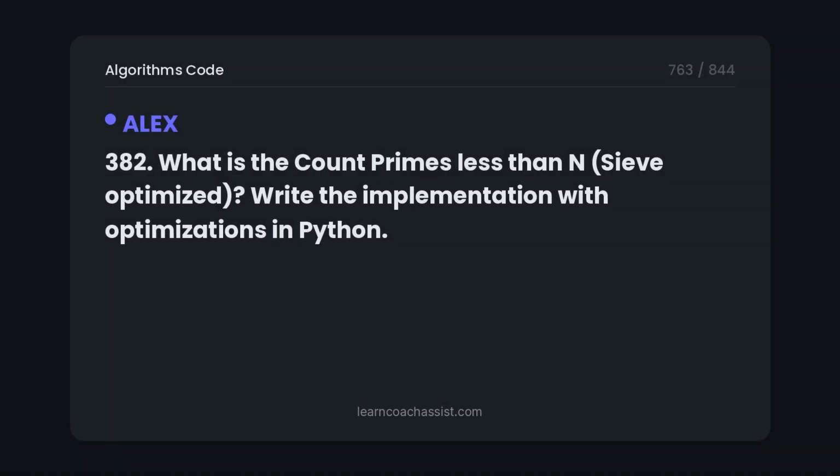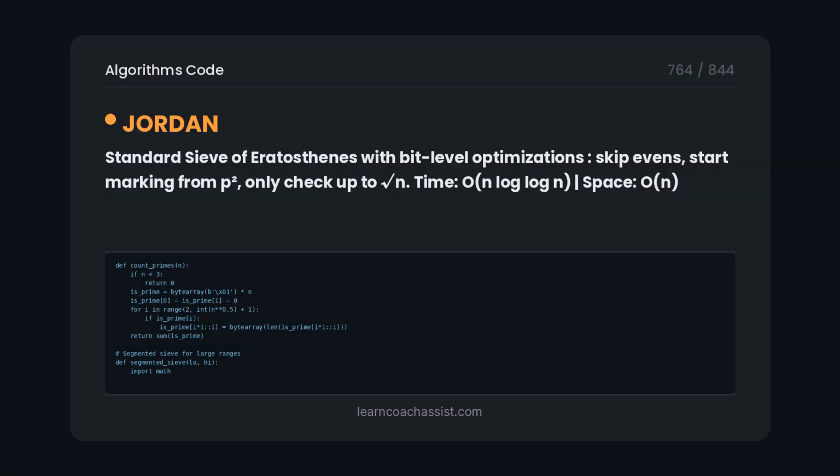382. What is the count primes less than n, sieve optimized? Write the implementation with optimizations in Python. Standard sieve of Eratosthenes with bit-level optimizations. Skip evens, start marking from p², only check up to square root n. Time O(n log log n), space O(n).